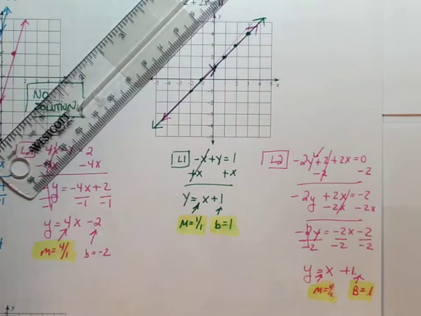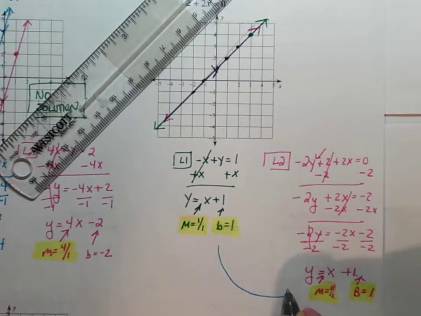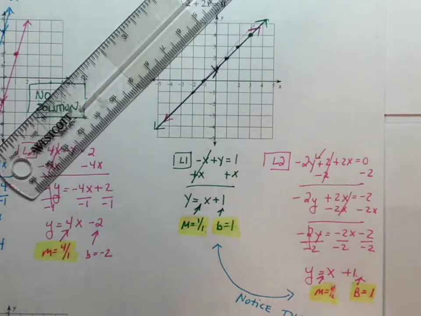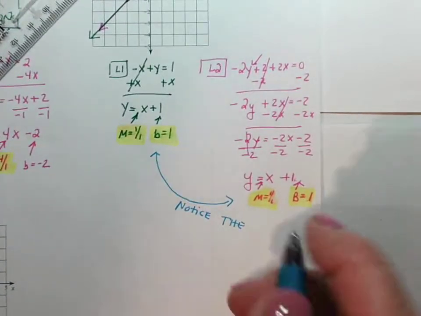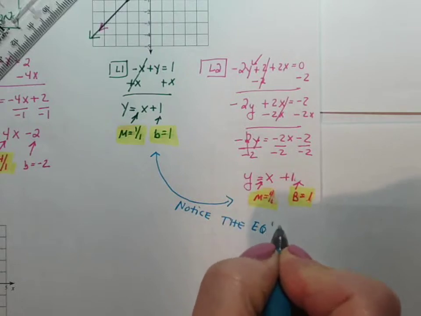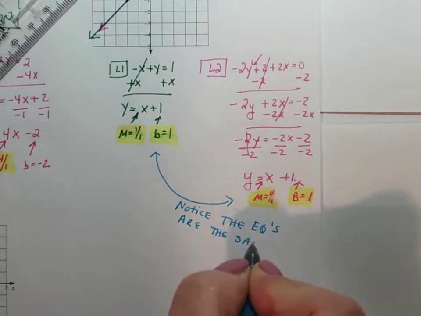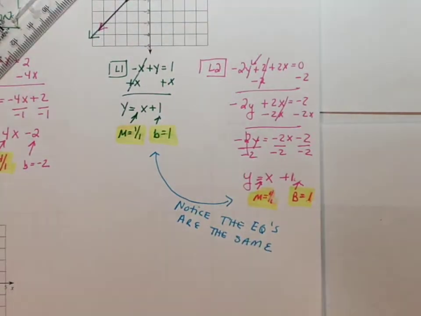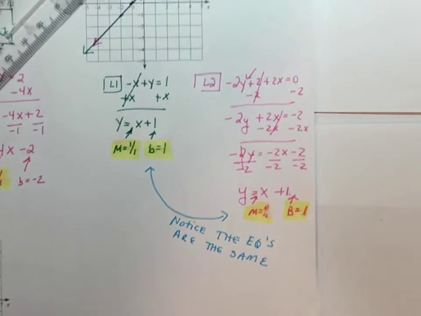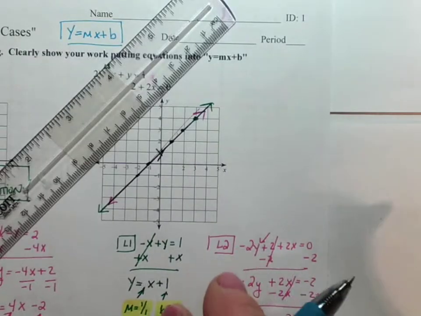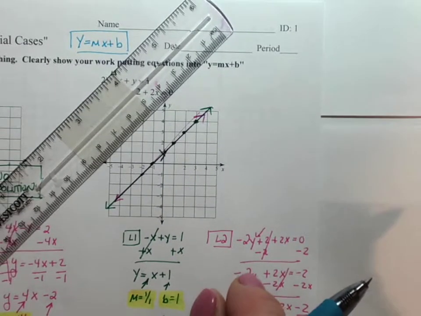So we notice the equations are the same. And since the equations are the same, make this a little bit smaller so you can see everything.